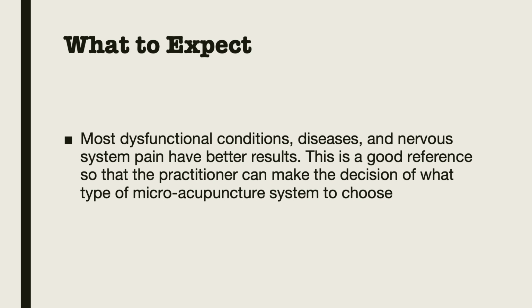Most dysfunctional conditions, diseases, and nervous system pain have better results with wrist and ankle acupuncture. This is a good reference so that the practitioner can make the decision of what type of microacupuncture system to choose.